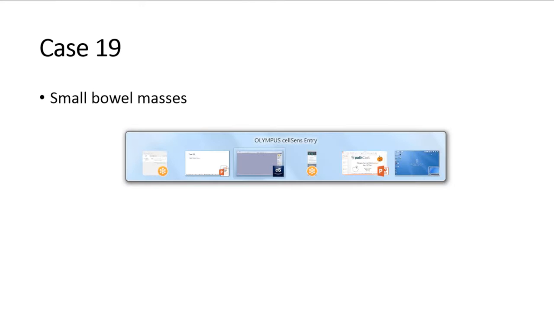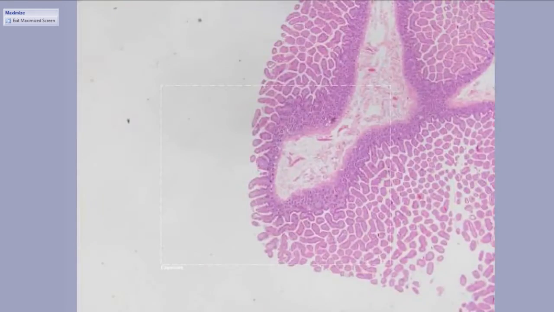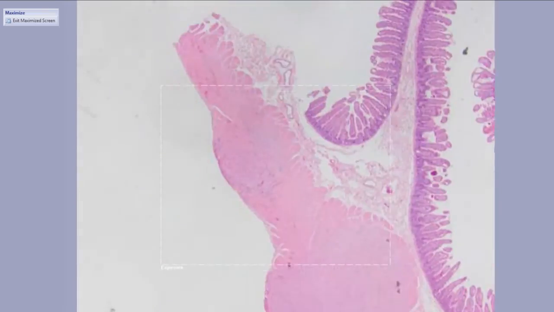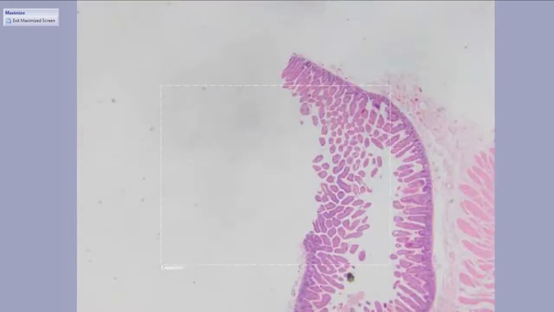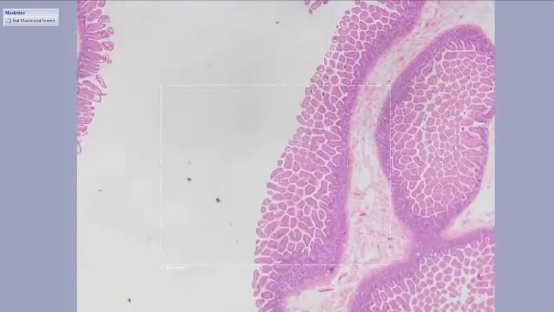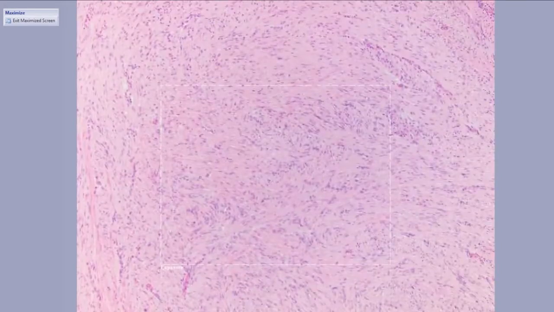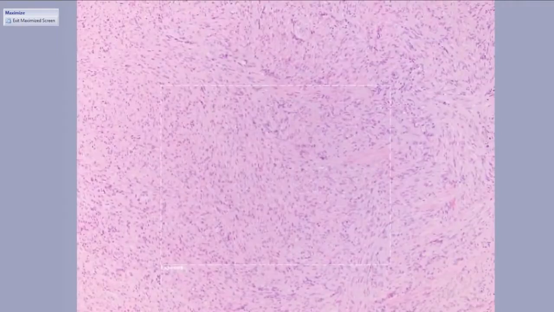Next case, small bowel masses. This is a patient who had multiple masses in their small bowel. We can see one there, kind of a little putative one there. Here's another one, here's another one. These are actually all GISTs, little bland spindle GISTs.